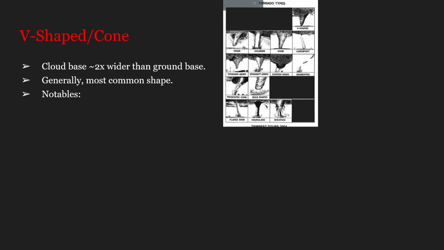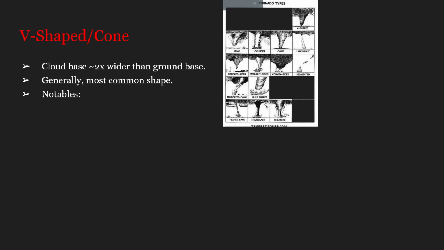In the grand realm of things that I've seen, the cone and the V-shaped, again drill bit, most commonly has a cloud base that is 2 times wider than the ground base. And the cloud base would not be the wall cloud, that would be actually where the condensation funnel starts, so below the wall cloud. Generally, the cone and drill bit is the most common shape of tornado, and why this is, is a fantastic question. However, it is not known why.